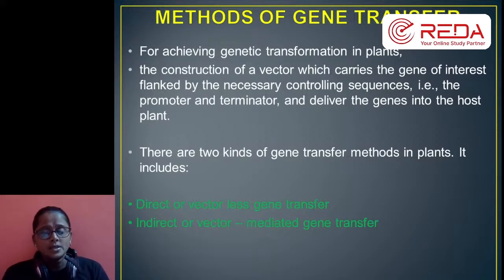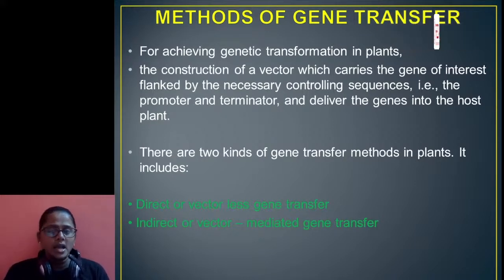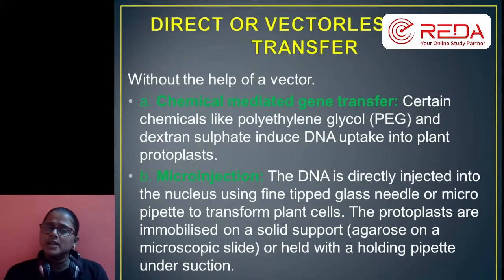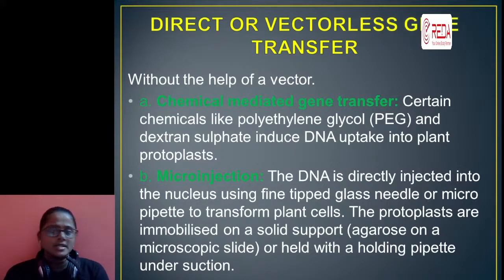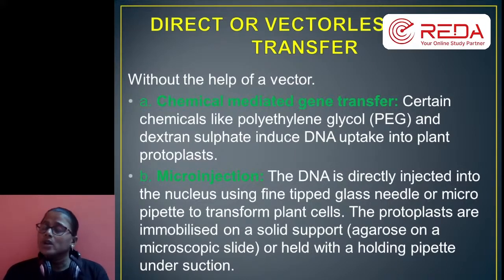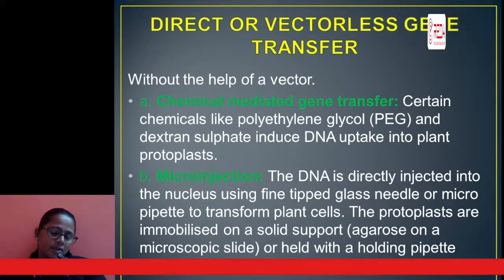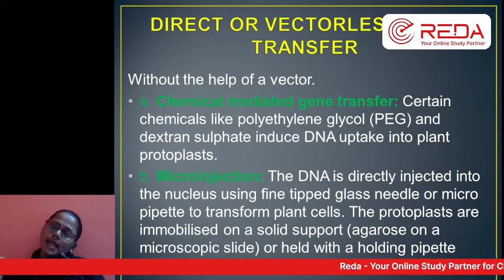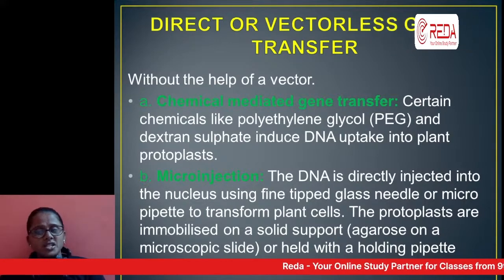So these two techniques we are going to see in detail in this session: direct or vectorless gene transfer, and indirect or vector-mediated gene transfer. First, let me see the direct or vectorless gene transfer method. We are not going to use a vector at all. What are the different techniques by which we can directly put the gene into the plant without using any vector? The first method is called chemical-mediated gene transfer.